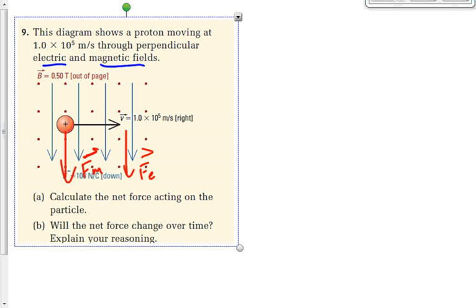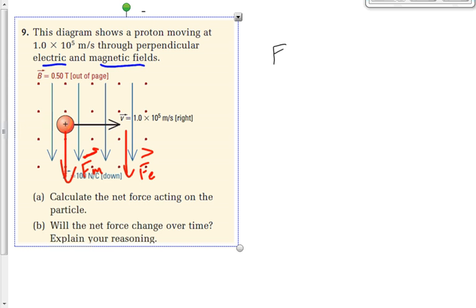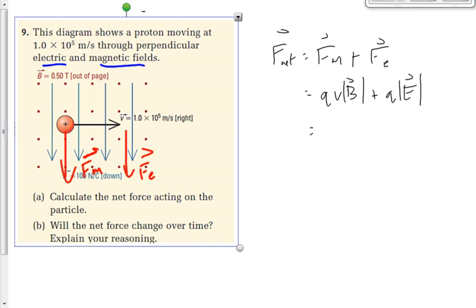Okay, let's figure out what the net force is. Let's say F net is equal to Fm plus Fe. QVB plus QE. Can I cancel out the Q's there? No. Because they appear in every term on the right side, but not on the left side. One times 10 to the 5 is the speed, and B is 0.50.